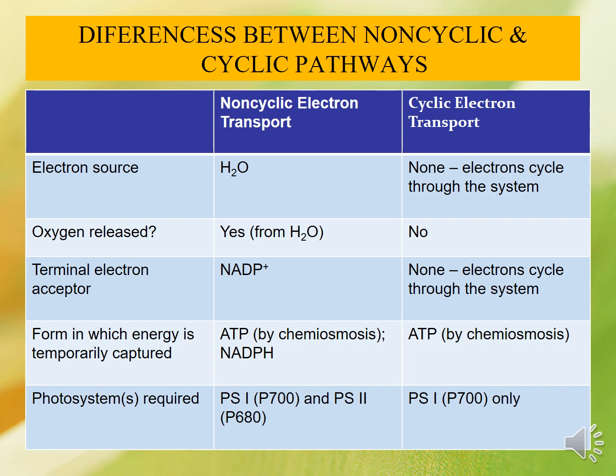Okay, number 4 is regarding energy. What energy do they form? The non-cyclic forms ATP and NADPH. However, the cyclic does not produce NADPH but only produces ATP. And the last one is regarding the photosystem. The non-cyclic involves both PS1 and PS2. However, the cyclic only involves one photosystem.